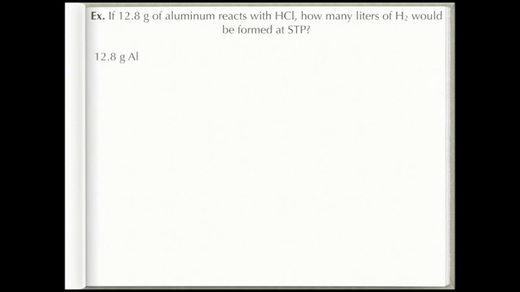Notice it states in the problem I'm at STP, so this is the only time you can do this, is if you're at STP. So you're going to go from 12.8 grams of aluminum, put grams of aluminum on bottom, moles of aluminum up top, okay? 1 and 26.982. Now I'm in moles of aluminum, just like the problem before. I'm going to get into moles of hydrogen, so moles of aluminum on bottom, moles of hydrogen up top, put a 3 and a 2.